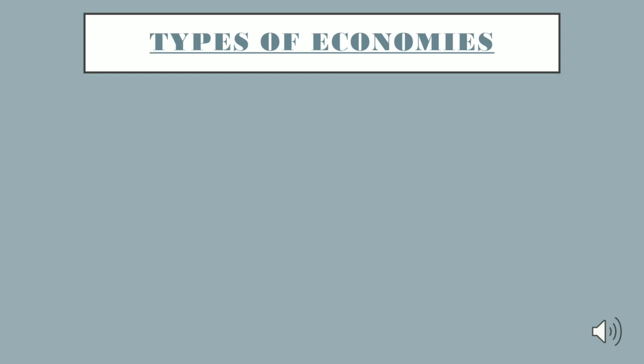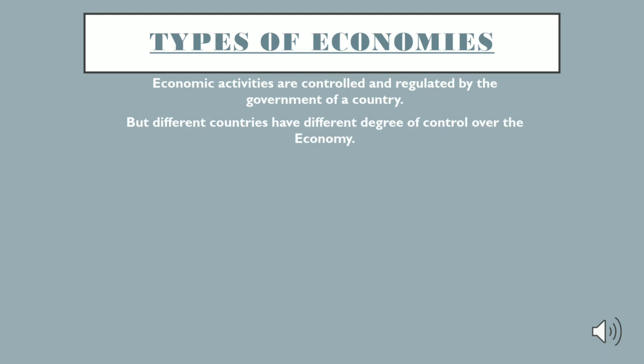Basically, economic activities which are performed in a country are controlled and regulated by the government of that country, right? But different countries have different control over the economy. Some have a high or very high degree of control. A few countries have a low degree of control by the government. The control is in the context of the government itself.